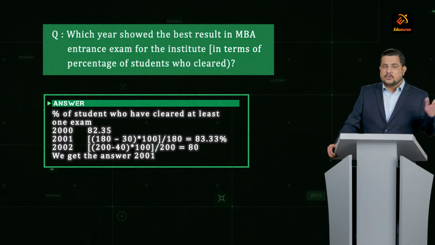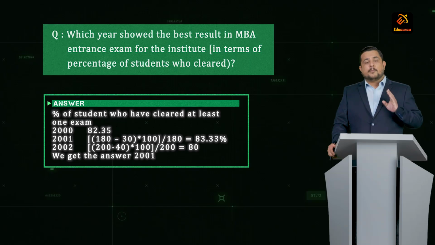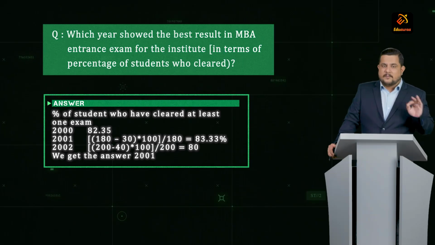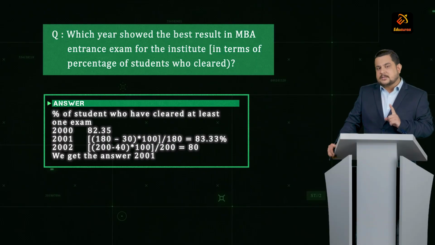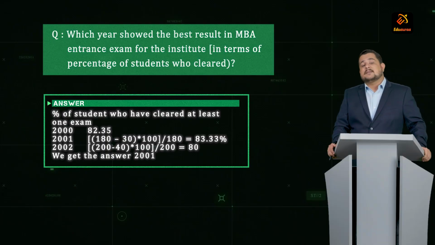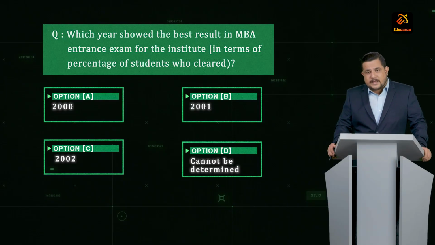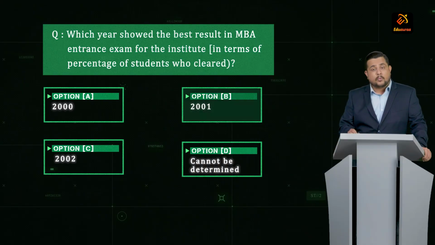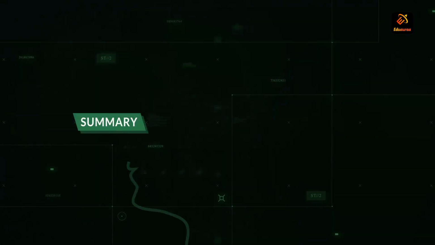So what we can say, in 2000, 82.35% cleared one of the exams. In 2001, 83.33% of students cleared one of the exams. And in 2002, 80% of students cleared the exam. So which year has the highest percent? You will say 2001. And that is available in option B. So that will be our correct answer.